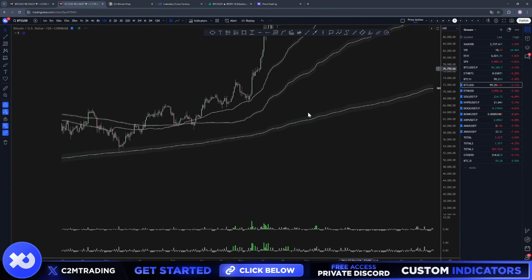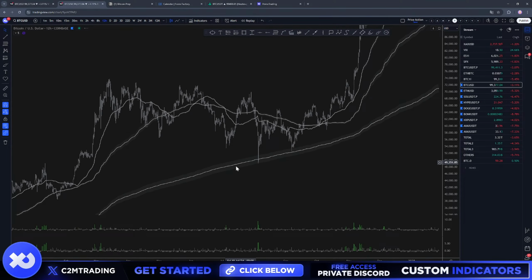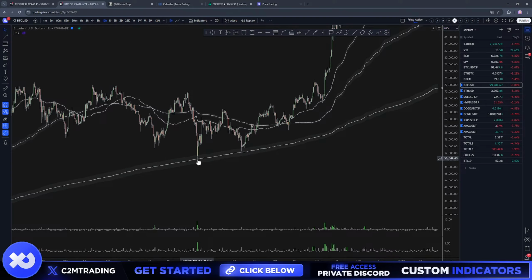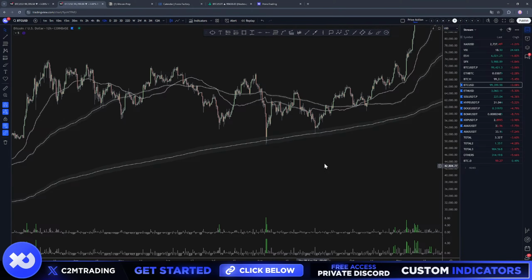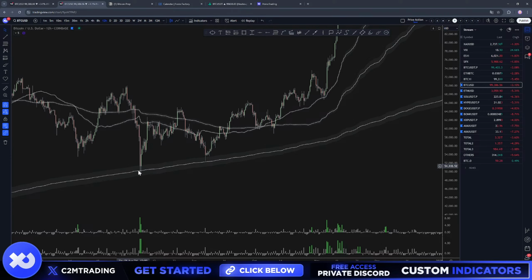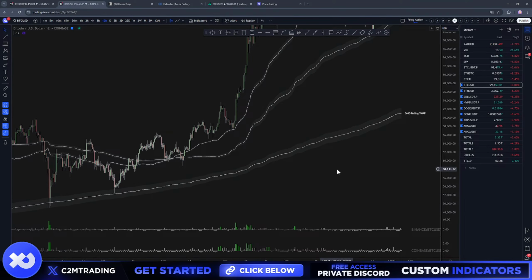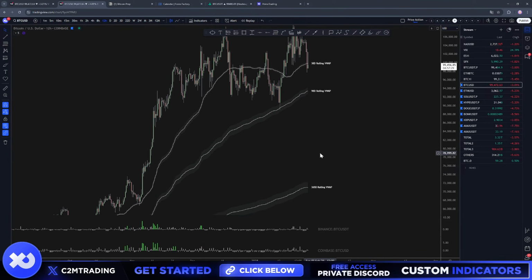Let's see how the yearly... Do you see the yearly rolling VWAP? I shouldn't be showing you this, by the way. It's just too much. It's too much sauce. But yearly rolling VWAP, bro, that's where you get involved, right? You could backtest that.